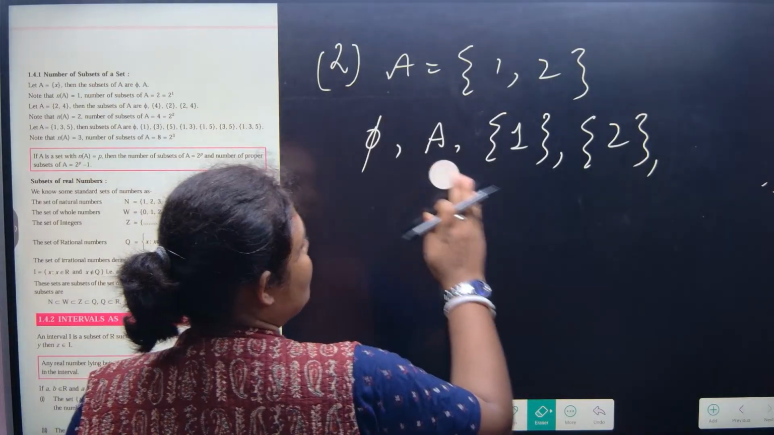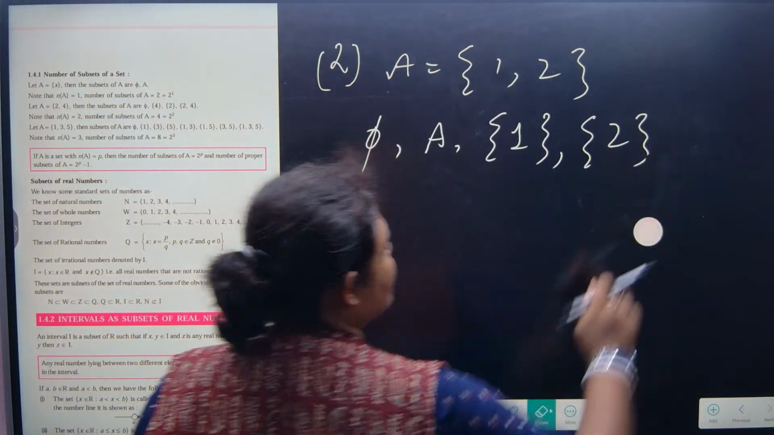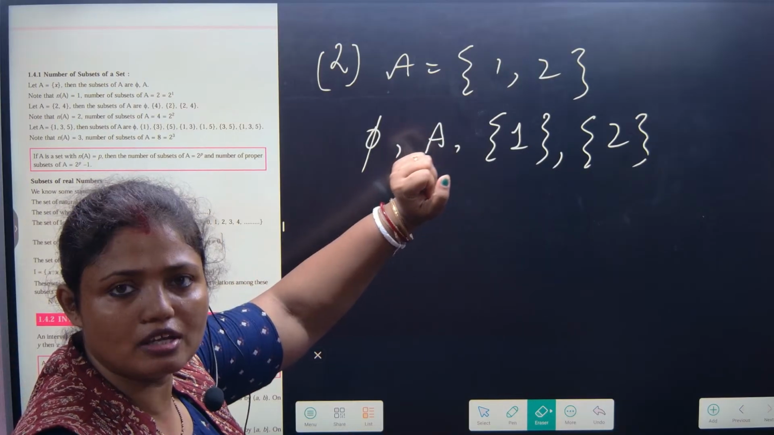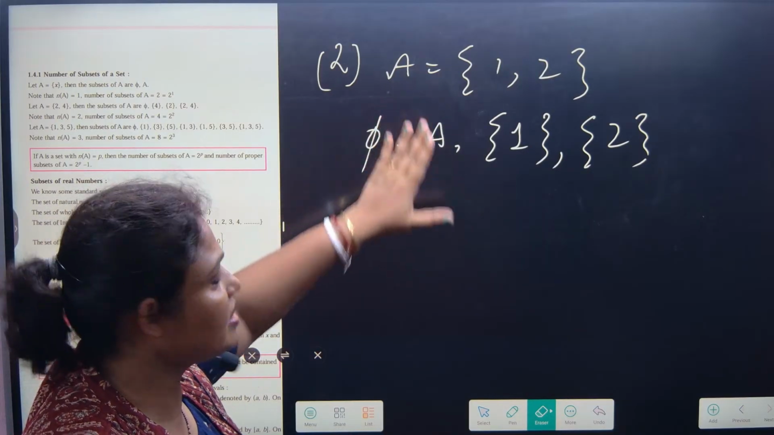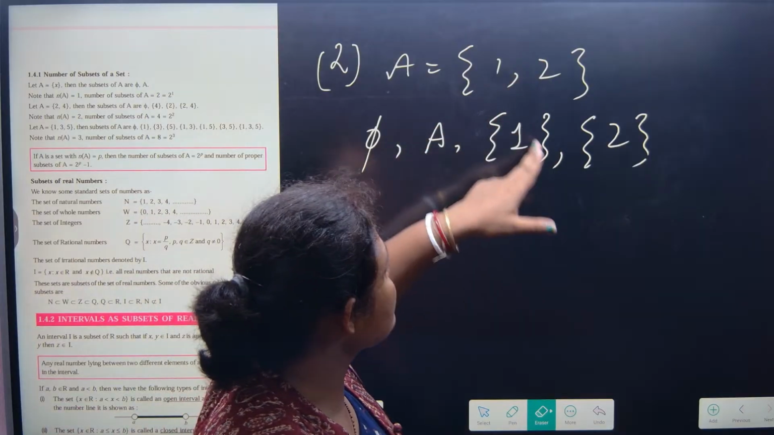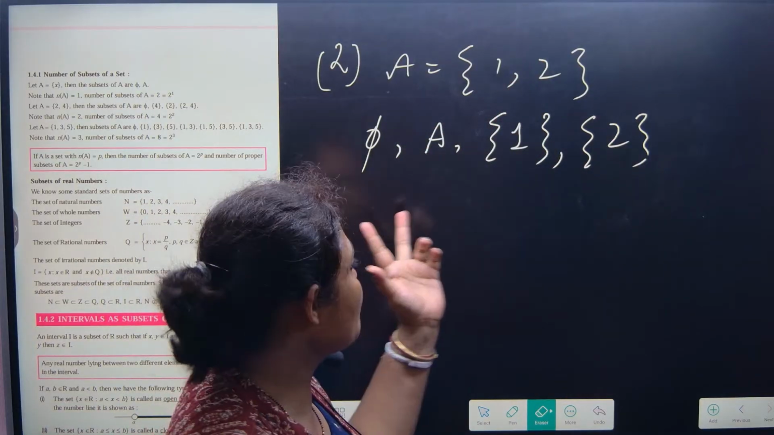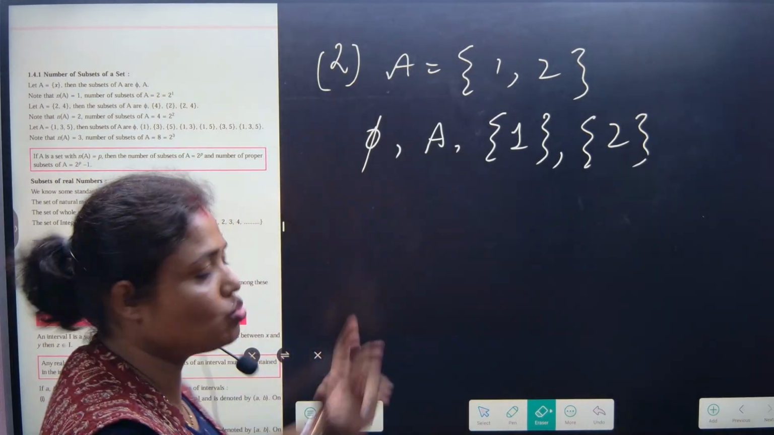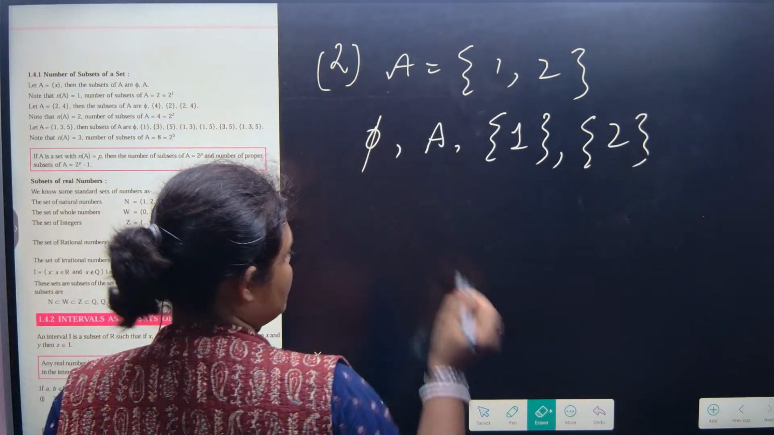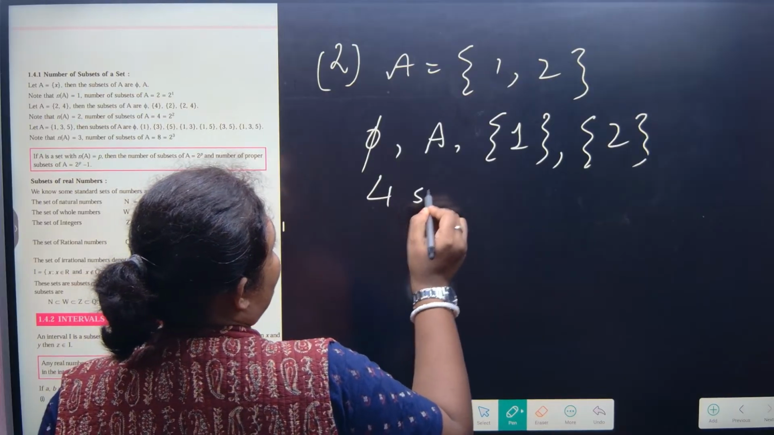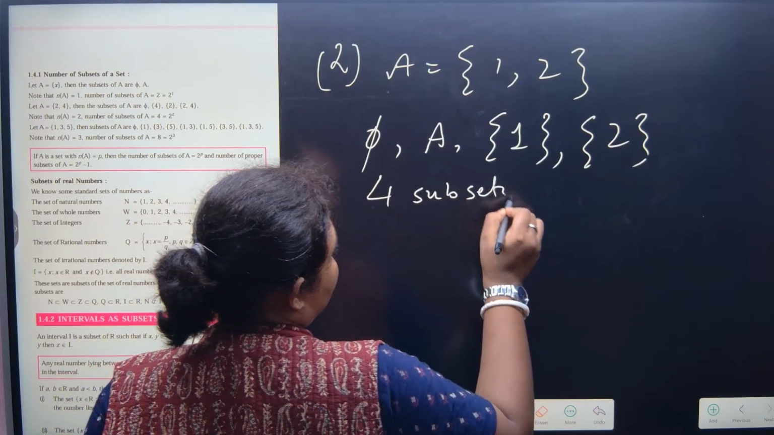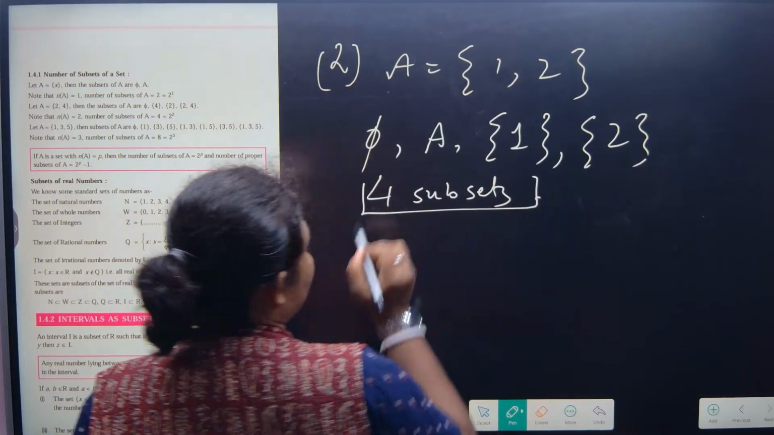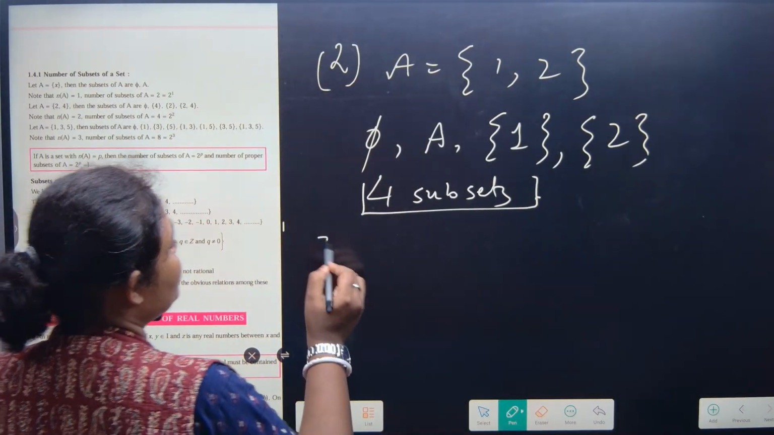So just erase this one. So we have only 4 subsets here if we have 2 elements: first phi, then the set itself, and the single elements. So how many subsets do we have? Only 4 subsets with 2 elements. So how many subsets are there? 4 subsets, right? Next, number 3.